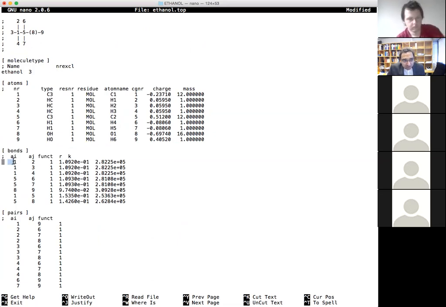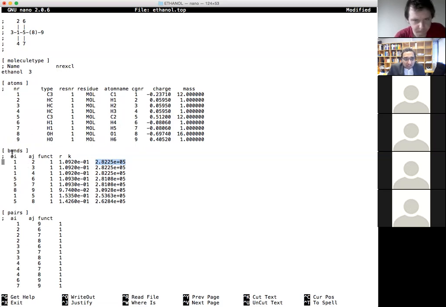So the first line here says that atom number 1 is connected to atom number 2 with a function of type 1. Now bonded interactions can be described by various potentials. Here it's a simple harmonic spring. The function type 1 means a harmonic spring. The bond length is 0.109 nanometer. So that's 1.09 angstroms. And the spring constant is this much.